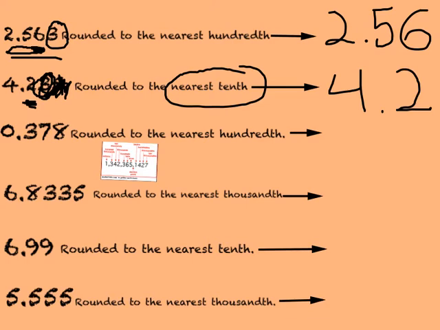0.378 to the nearest hundredth. Here I go again with the hundredth place. Looking at that 8 next door, that is definitely bigger than 5. So I'm going to go ahead and write 0.38. So that 7 is going to be rounded up to 8.